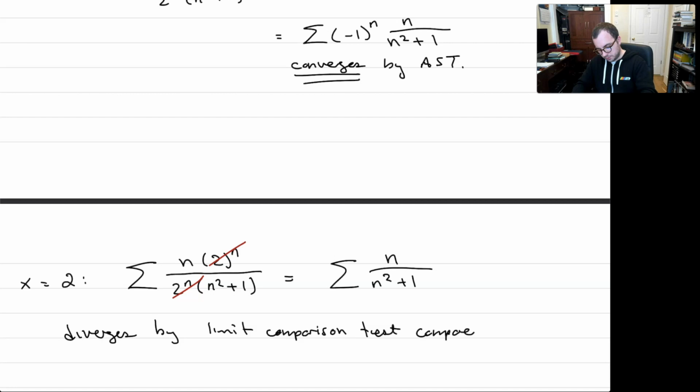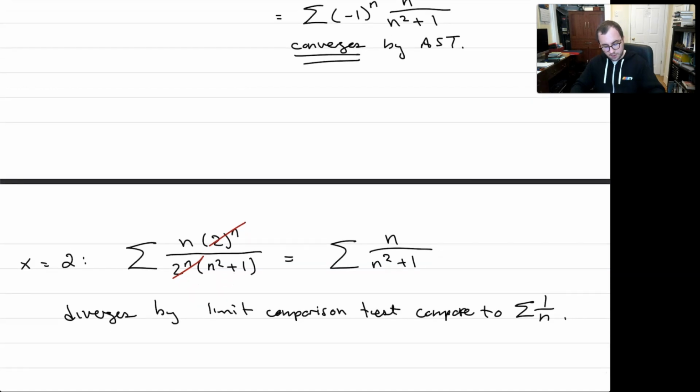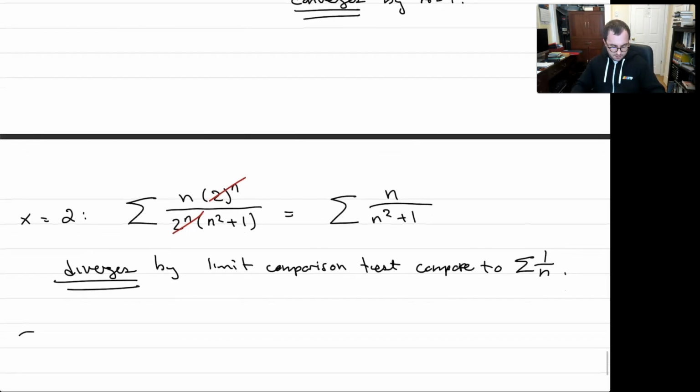compared to 1 over n. You'll find that the limit of n over n squared plus 1 divided by 1 over n is equal to 1. So they diverge together. And since 1 over n diverges, this series diverges too. So it converges at -2 and diverges at x equals 2. So the interval of convergence includes -2 and excludes +2.